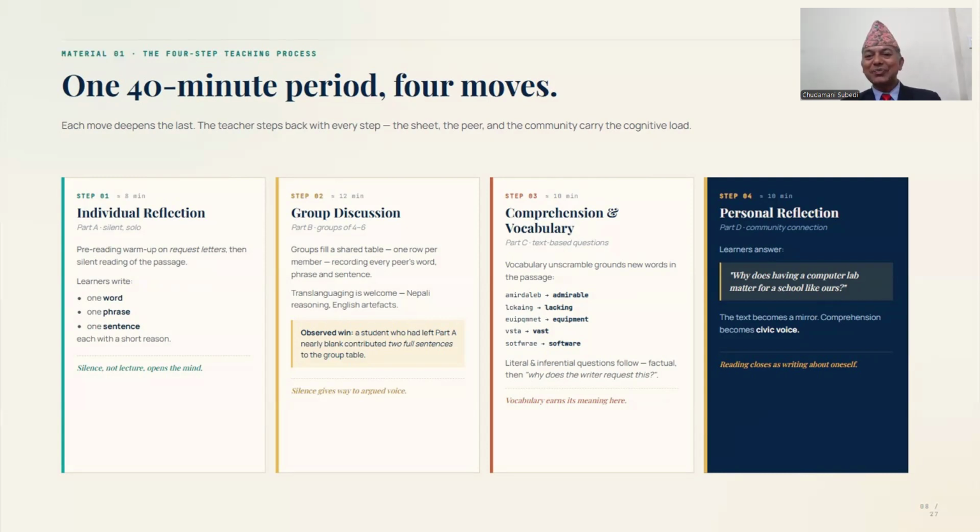Okay, let's see. Personal reflection in part D, community connection. Learners answer, why does having a computer lab matter for a school like ours? The text becomes a mirror, comprehension becomes civic voice. Reading closes as writing about oneself.